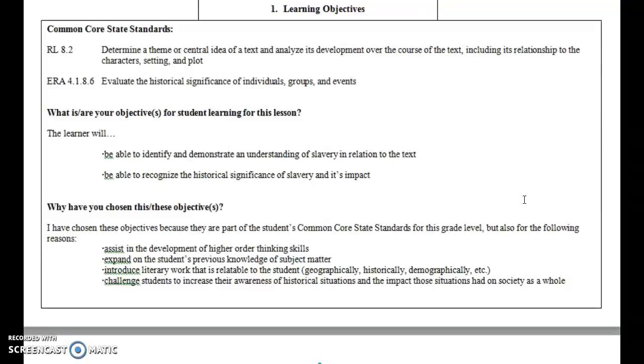And then number 4 is to challenge students to increase their awareness of historical situations and the impact those situations had on society as a whole. One of the main things with this narrative is not only a national but also a human importance of life. That's one of the main themes that is recurrent through the whole piece of work, and I think it'll give students the opportunity to realize that.